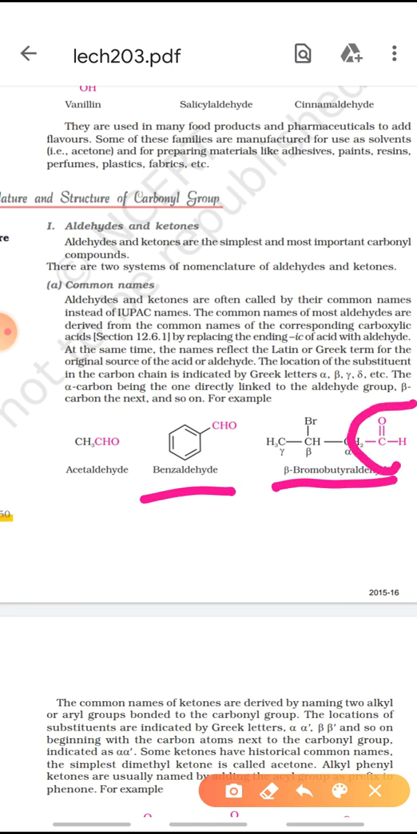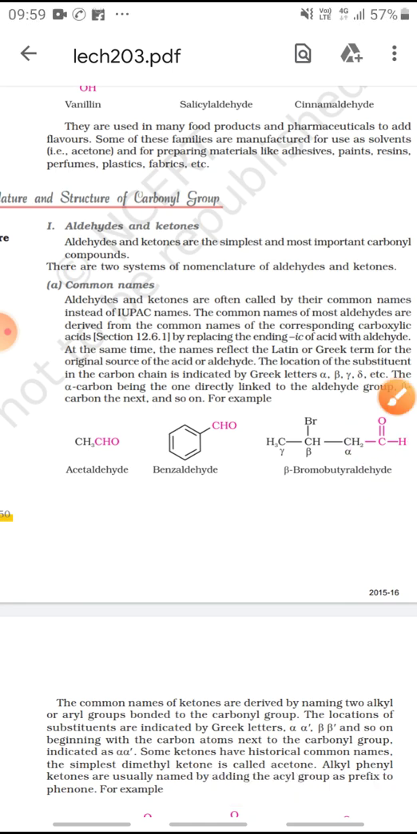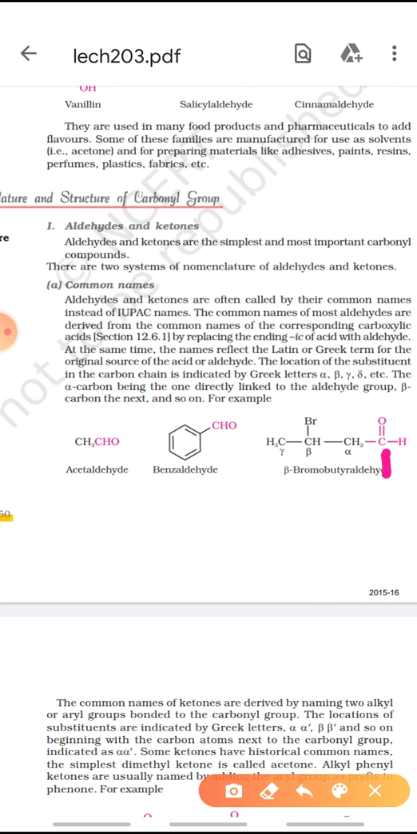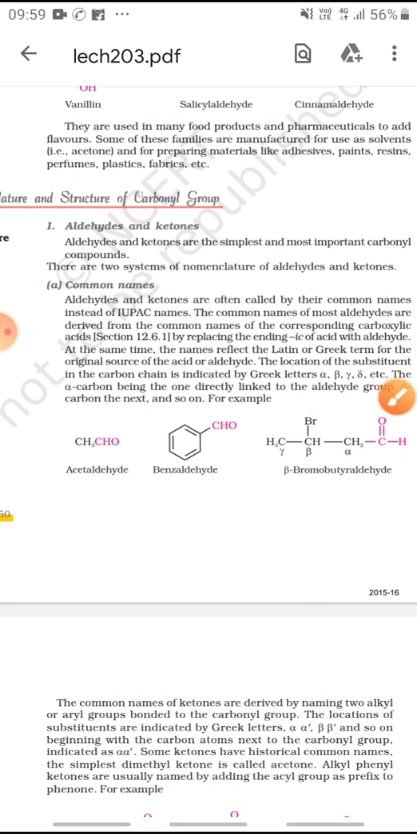It contains the aldehydic group. The aldehydic group carbon will be called carbon number 1. This will be carbon number 2, carbon number 3 and carbon number 4. So while writing the name, we'll write: on the third carbon Br is present, so it will be 3-bromo. 4 carbons are there, so butane, and on the first carbon the aldehydic group is there, so al. It will be 3-bromobutanal. The common name can be written as beta-bromobutyraldehyde.